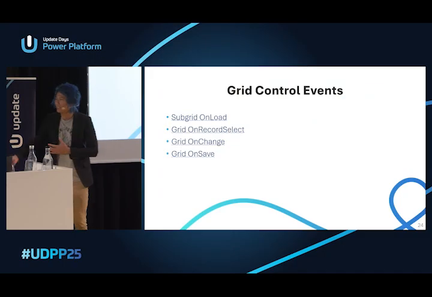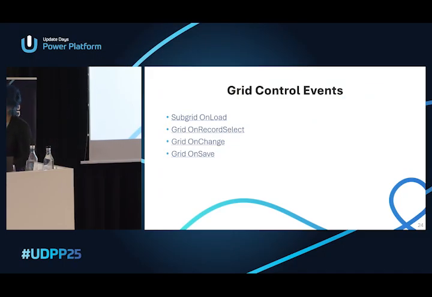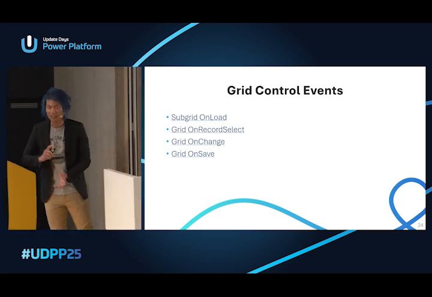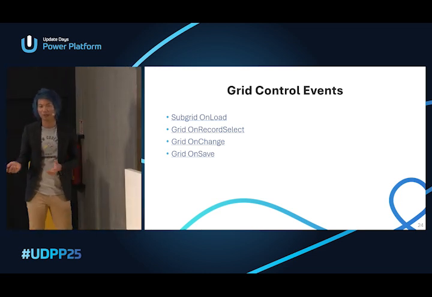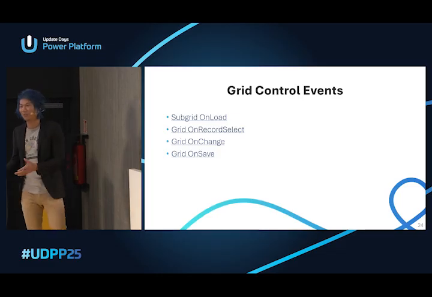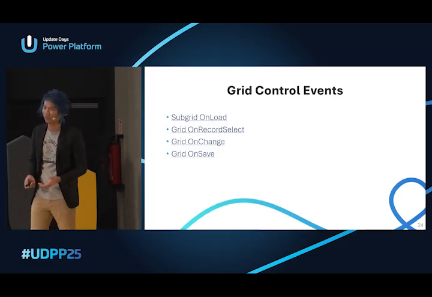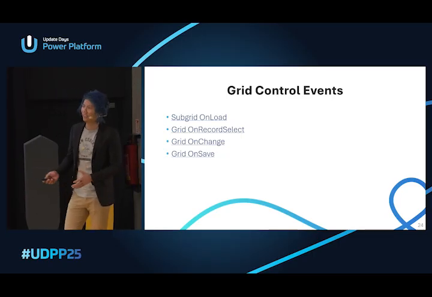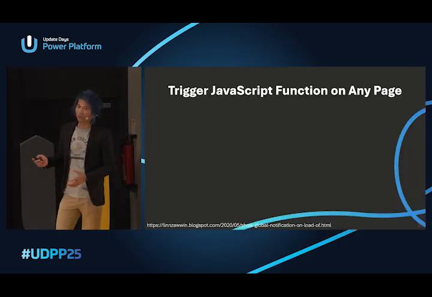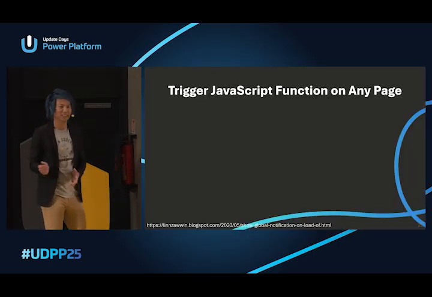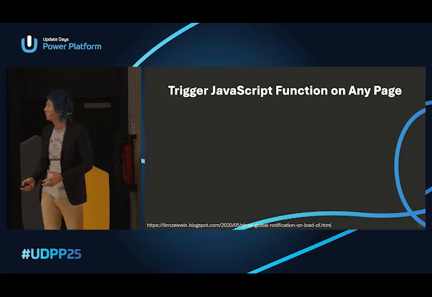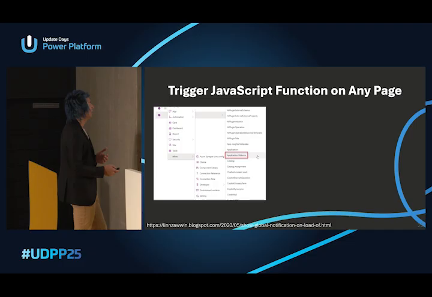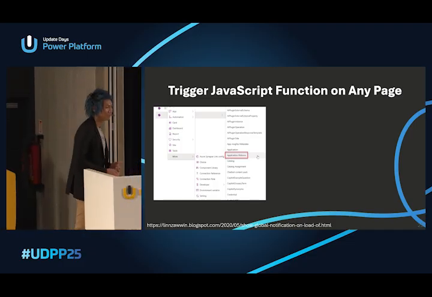Okay, so I just got my slides order wrong. This is the continuation of the previous slide, the model-driven app onload one. I mentioned that it is undocumented and not supported. So what you can do in the supported way is in my blog post, and how you can trigger it on any page.